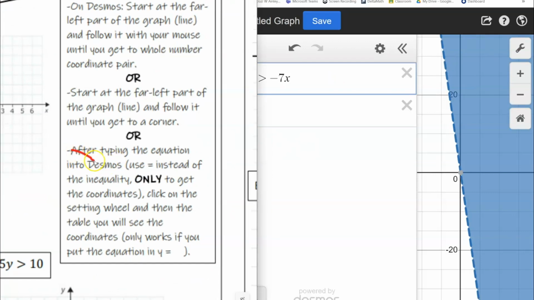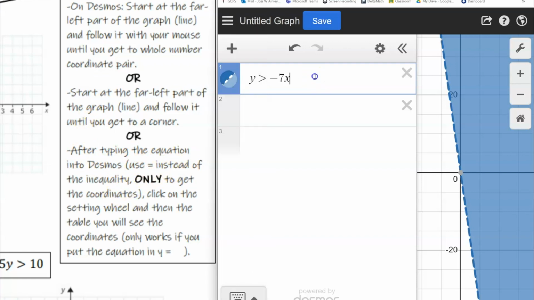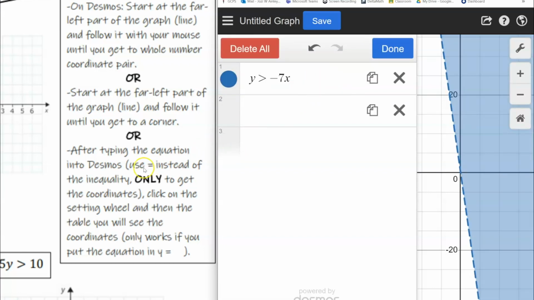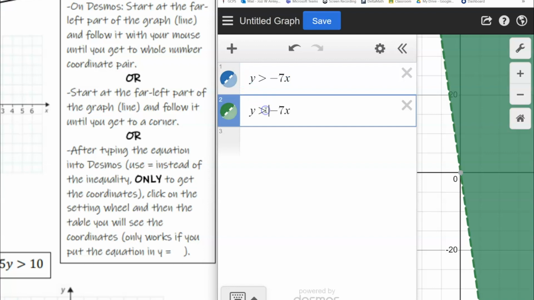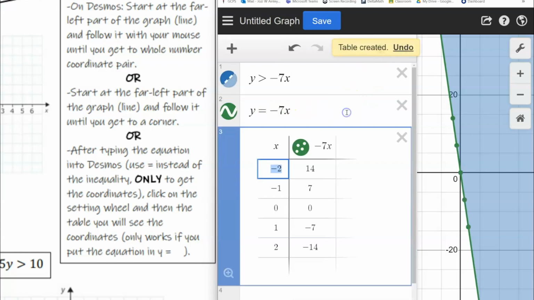All right, so after typing this equation into Desmos, well, actually, I don't know if I have to use equal to. Let's see. Click on the setting wheel. Okay, so it's telling me I do. So look, this is what we're going to do so we can cheat and get the coordinates and then put it back. It says use equal instead of the inequality. So I'm going to come to the inequality, and instead of the inequality, I'm going to press equal to. Now, when I do that, I can get this table that I need. So I can press table. I have to make it an equal to get the table.